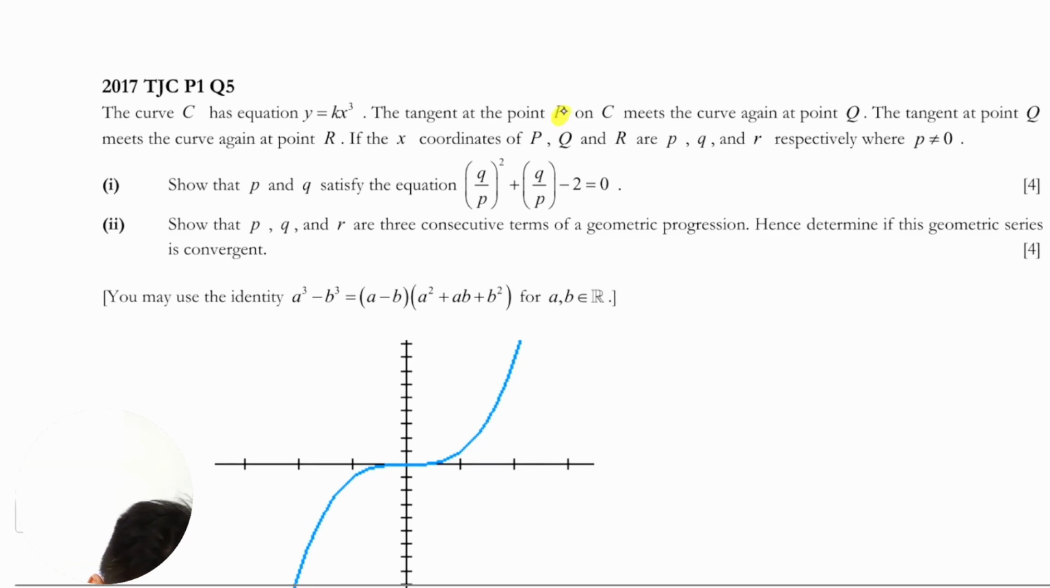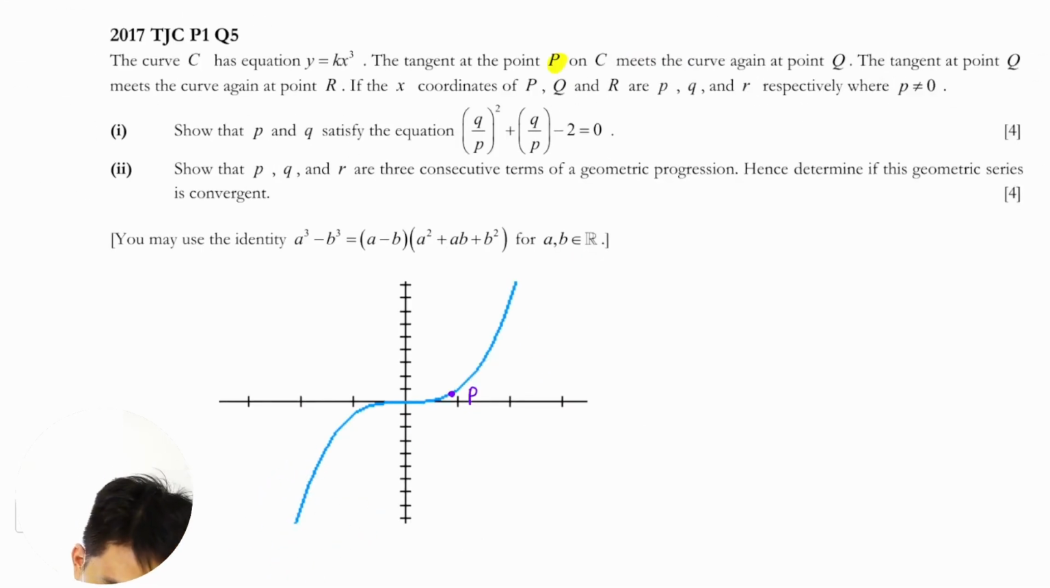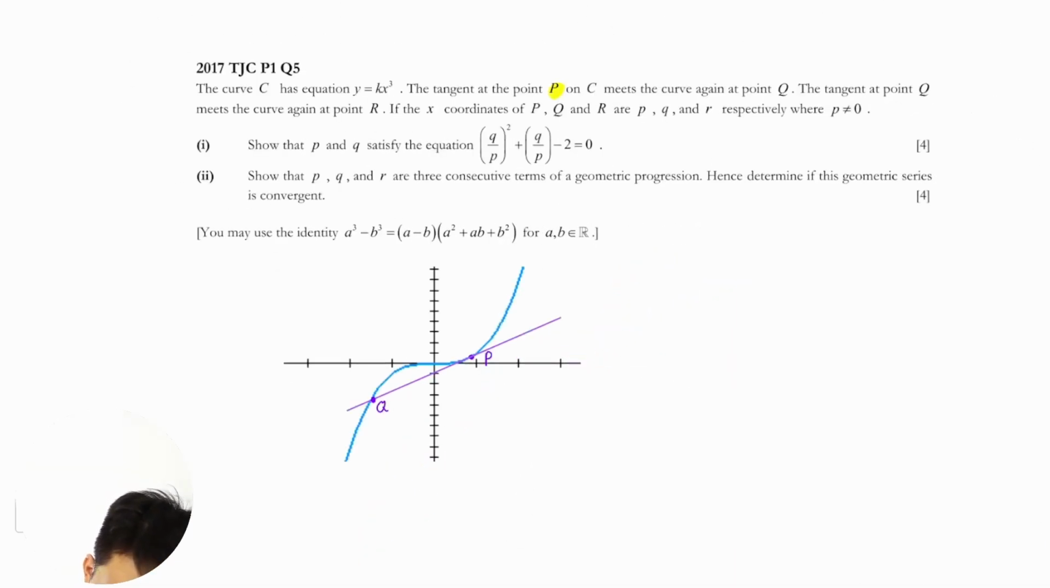the tangent at P, so this is P. I just draw a P here. It meets the curve again at Q. So let's say this is a tangent here. It meets the curve again at Q. So the first thing is you need to know this is your Q. Okay. Then the tangent at point Q meets the curve again at R. Okay, great. So this is R. You draw a tangent again. So this tangent here, I think is slightly, maybe just draw this tangent here.